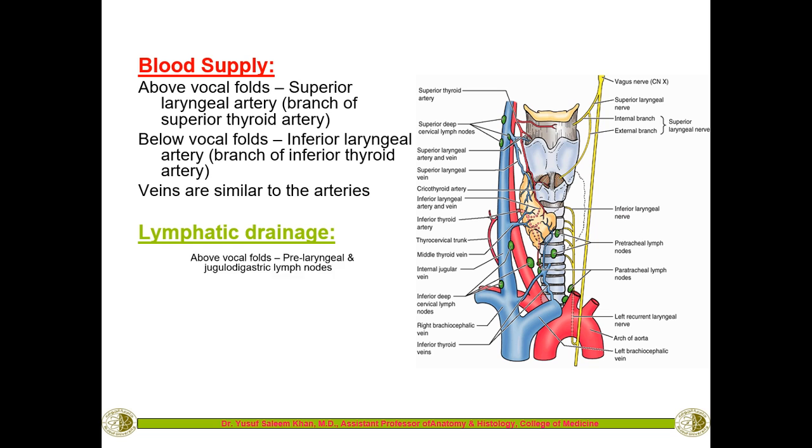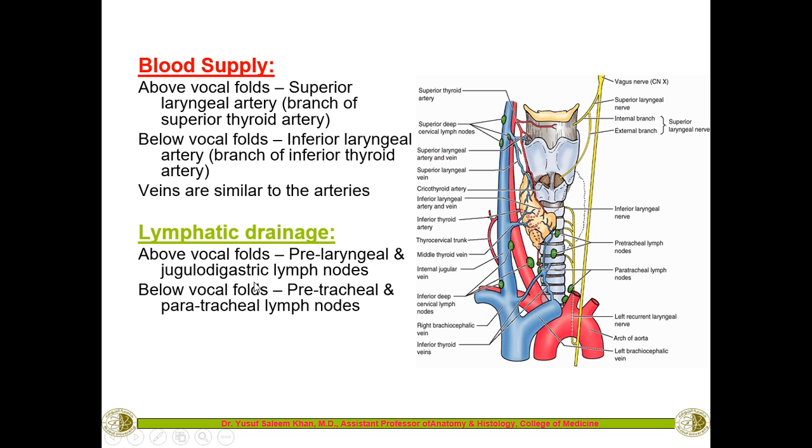Coming to the lymphatic drainage, again this is also above and below the vocal fold. Above the vocal fold, it will be draining into the neck, into the prelaryngeal as well as the jugulo-digastric lymph nodes. So these are the lymph nodes which are present in the neck, and all this area above the vocal folds is drained into the prelaryngeal as well as the jugulo-digastric lymph nodes. Below the vocal fold, it is draining into the pretracheal and paratracheal group of lymph nodes.